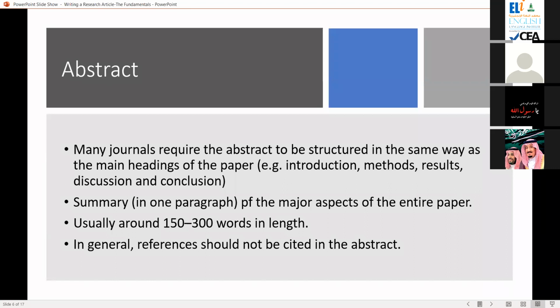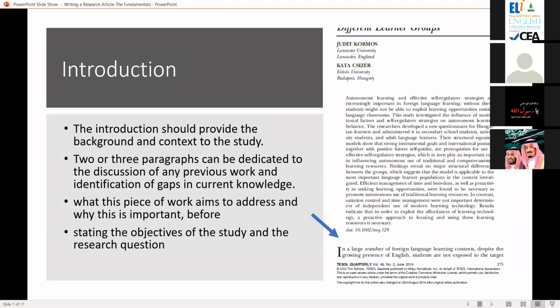Okay, and then we're going to start into the actual component of a research article. If you notice in this article, the introduction is not labeled. There isn't a heading referred to as an introduction. Sometimes it's labeled, sometimes it's not. But in any case, it more or less provides the background and context to the study.